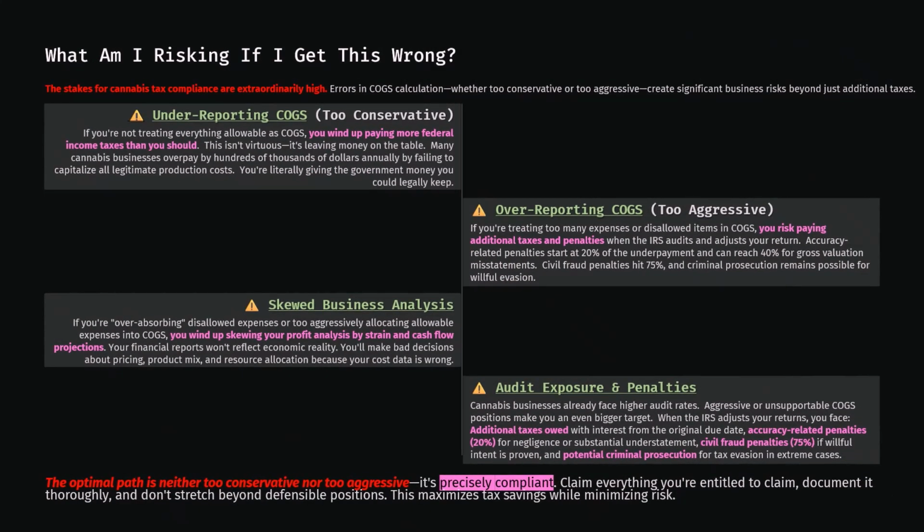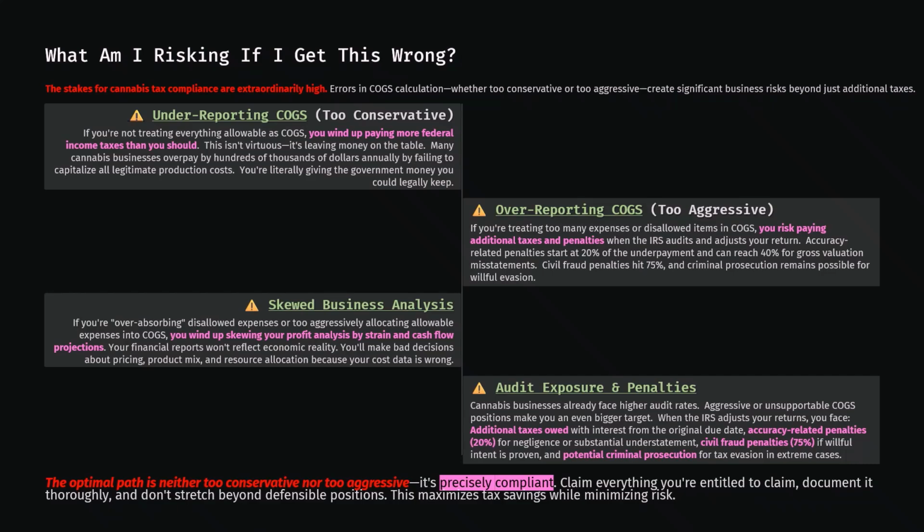This is where everything we've been talking about comes full circle. When it comes to COGS and 471, there are two types of mistakes cannabis operators tend to make. The first mistake is leaving money on the table. You play it too safe. You don't include everything that's legally allowed in COGS because you're not confident or your accountant isn't experienced with cannabis. So the risk is that you wind up paying way more in federal income tax than you should. You're losing cash, not because your business is unprofitable, but because your costs are underreported. And that's like handing the IRS an extra check every quarter for no reason.